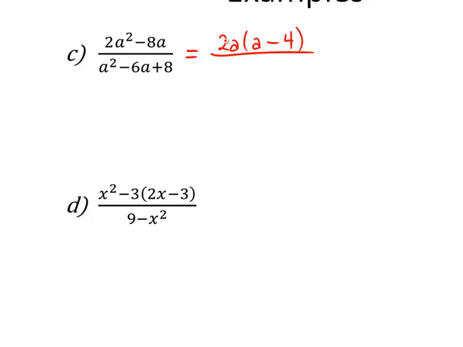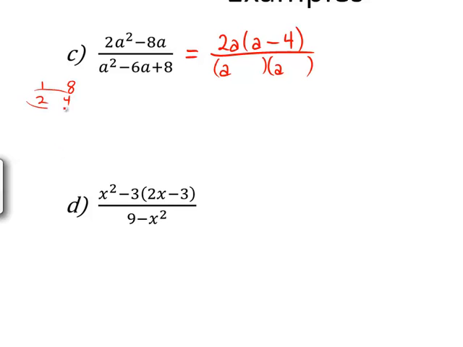Let's check that. 2a times a is 2a squared, 2a times -4 is -8a. The bottom one does not have a greatest common factor, and it's a trinomial. There are no perfect squares, so it's not a special formula, and there's no leading coefficient, so we don't need to do decomposition here. We can just factor directly. So we've got a's, and we're looking for two numbers that multiply to 8 and add up to -6. So we could have 1 times 8, 2 times 4, and that's about it.